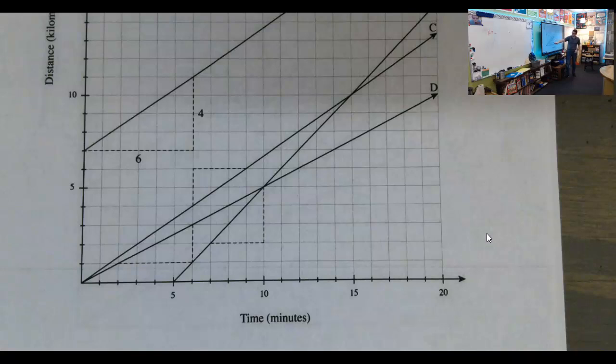3 over 3, which is going to reduce out to what? 1. So really his speed is 1 what? Per what? Per minute. Guys, that's a lot. Hold on. That's a lot. A kilometer every minute. Bro, it's speedy.